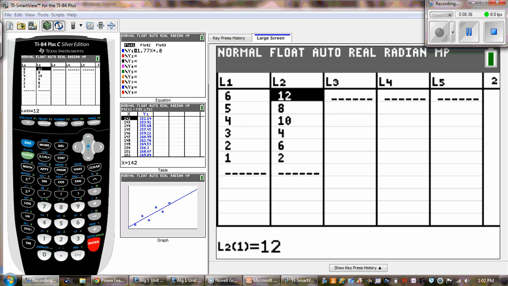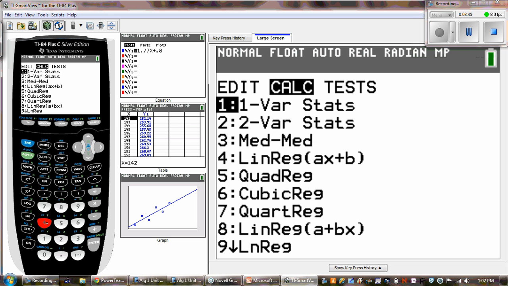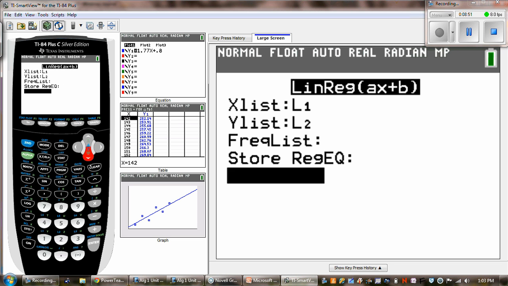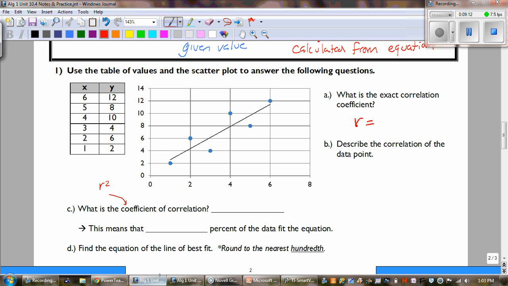Okay, so the only thing that mattered was the data. Now that we've got the data, it's starting to ask us questions. What is the exact correlation coefficient? So we need to go to stat, calculate, and it's linear regression. And let's graph it. So what's the correlation coefficient? That's what r is. And remember, we want to round it to the 100th, which is the second decimal. So it's going to be r equals 0.89.